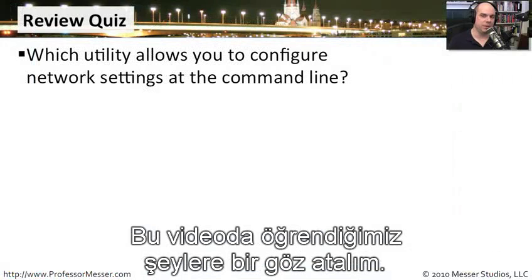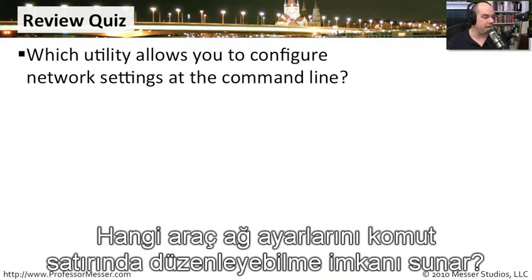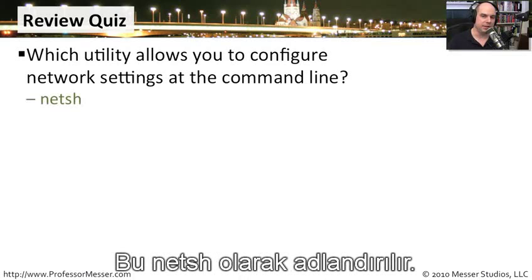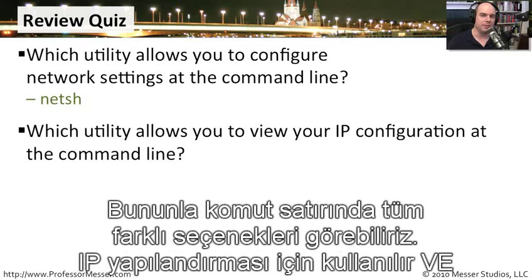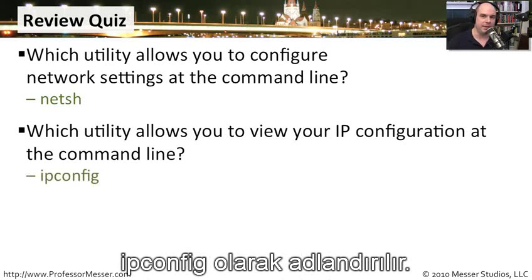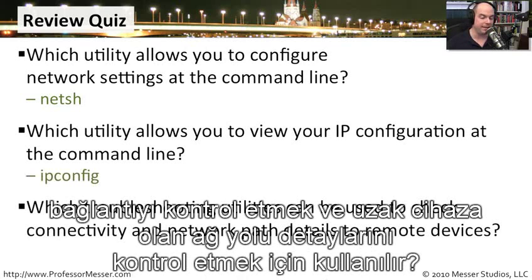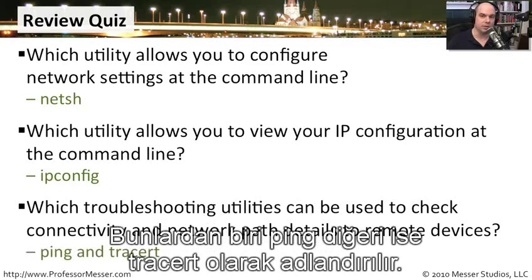Let's review some of the things that we've learned in this video. Let's look at our first question, which is which utility allows you to configure network settings at the command line? It's a really useful utility. You'll use it a lot, and it's called NetSH. The next question, which utility allows you to view your IP configuration at the command line? That's one where we are able to see all of the different settings that we have for our IP configuration, and that's called IPconfig. And the last question, which troubleshooting utilities can be used to check connectivity and network path details to remote devices? There were two utilities that we used to be able to do that. One was called ping, and the other one was called traceroute.